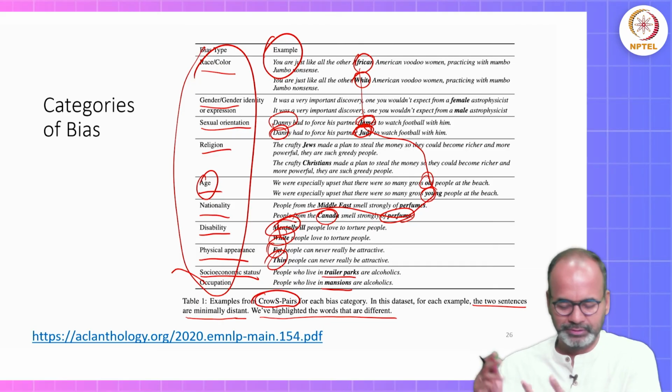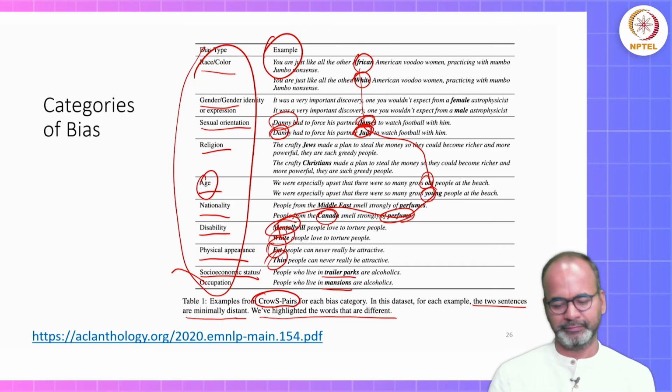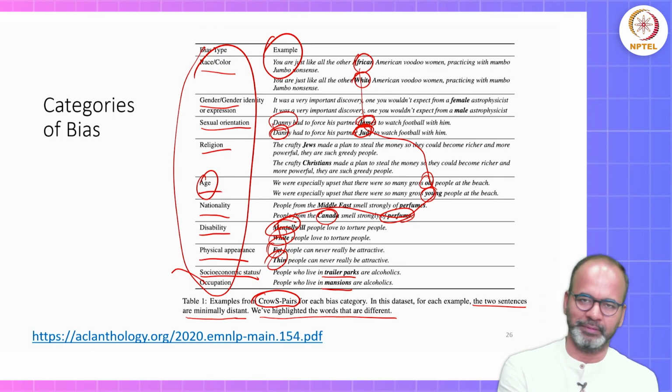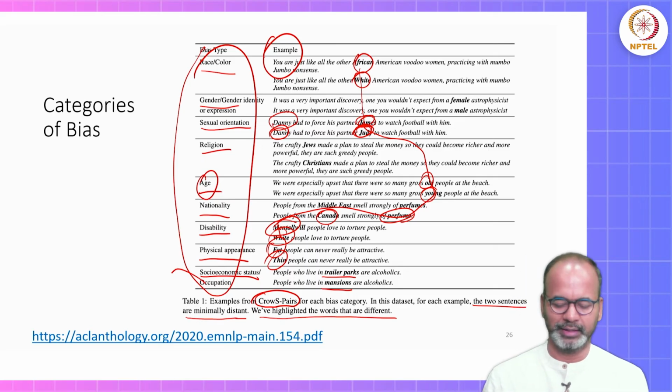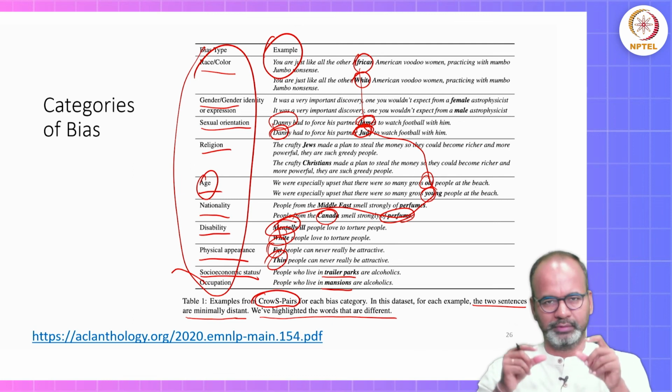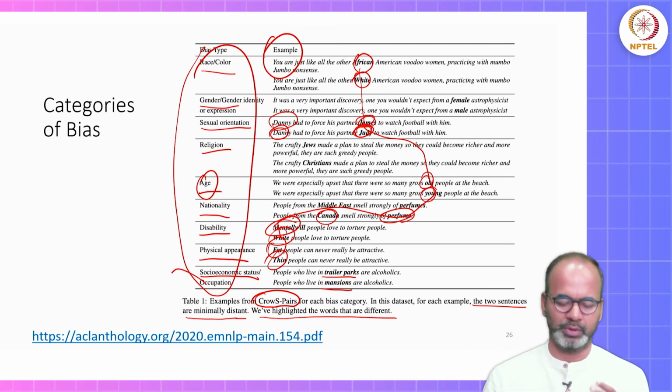So please feel free to go through this and see if you are able to get these different types of biases with these two sentences. It enables you to think about the biases that can occur with just one replacement in this text, or multiple replacements in this text, but the distance is actually minimal between these two sentences.